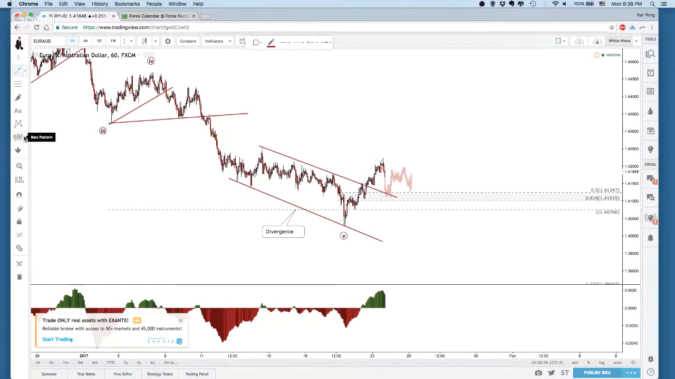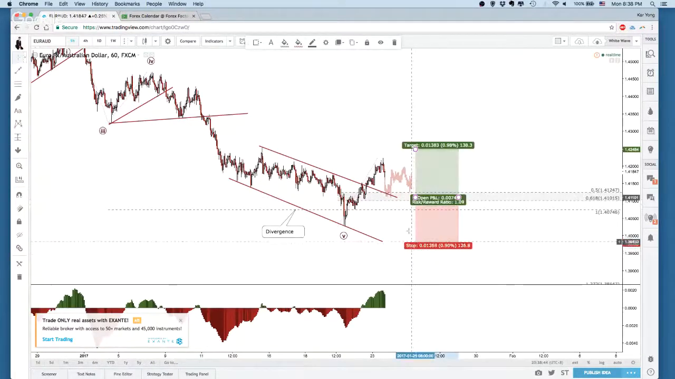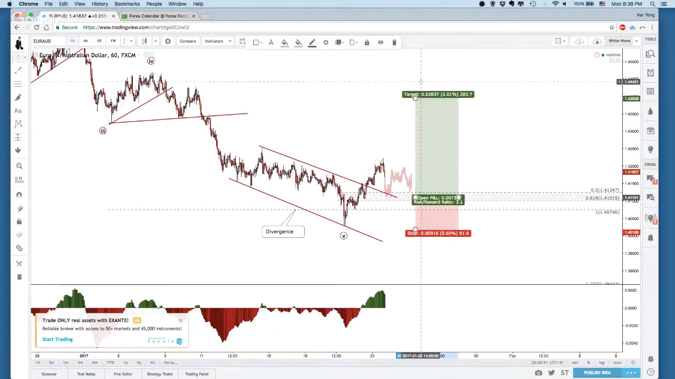Let me just pull that in. You can look for a long somewhere around this level. Okay, your stop is below your previous structure, here, and then your target. I would say, if possible, and if your psychology can take it, leave your TP open. Okay, go for the home run, the trade of the year in 2017.